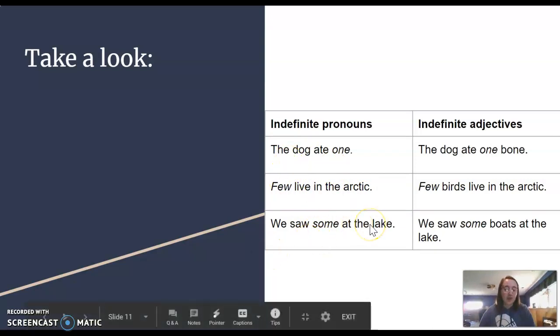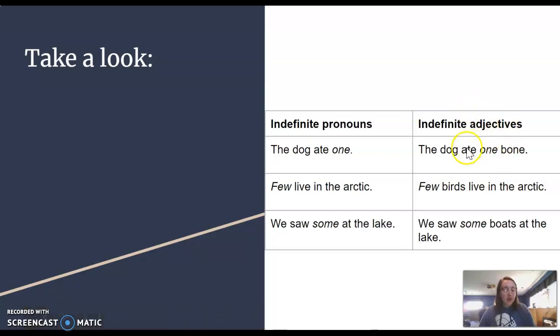We saw some at the lake. Exact same thing here. When we see it as an adjective, right, the dog ate one bone. One is now describing the noun bone. Few birds. Oh, now we know we're talking about birds. We're describing birds with few. Few birds. We saw some boats at the lake.